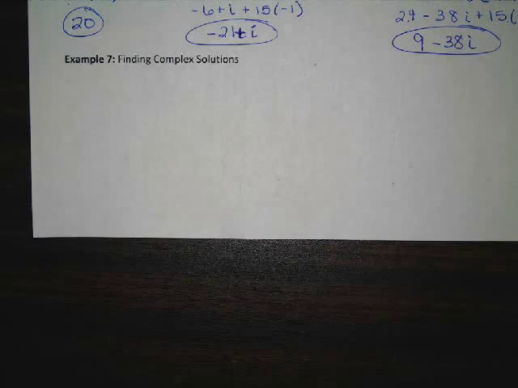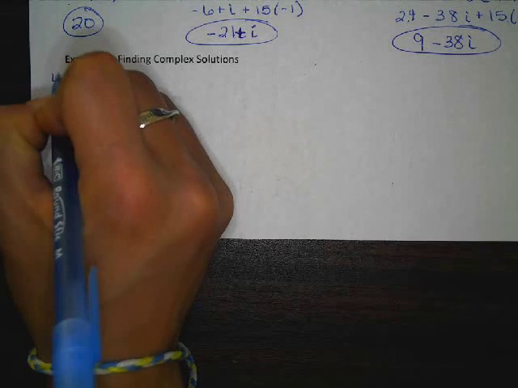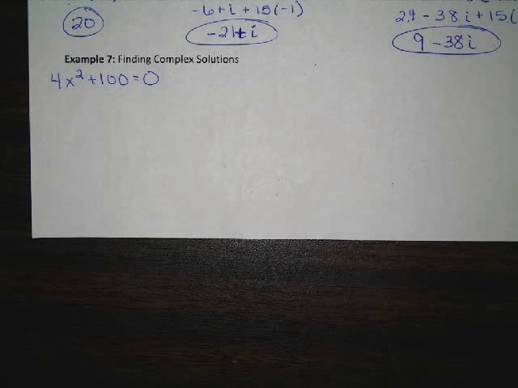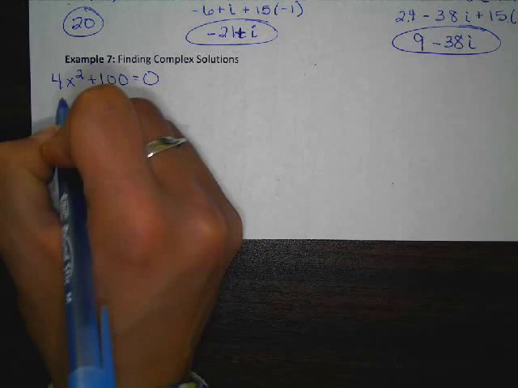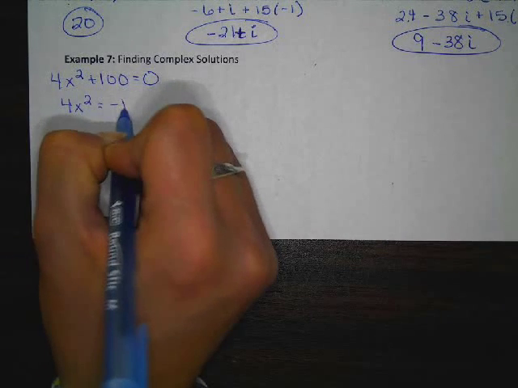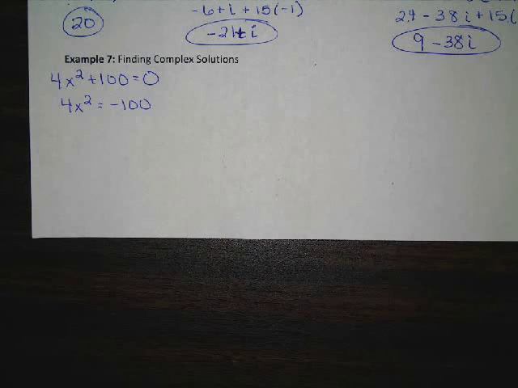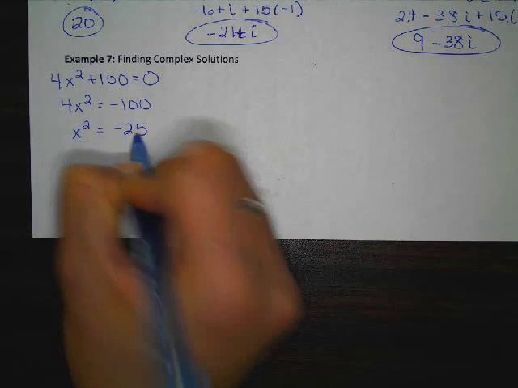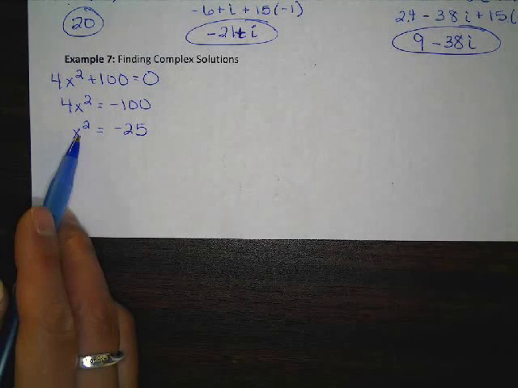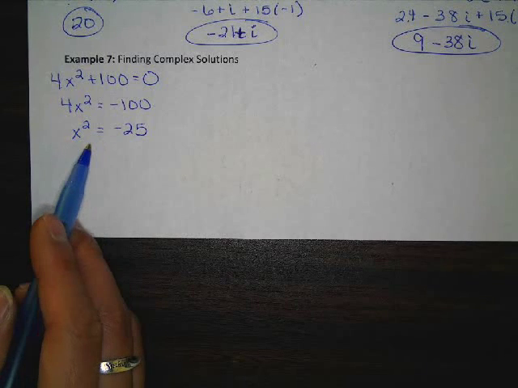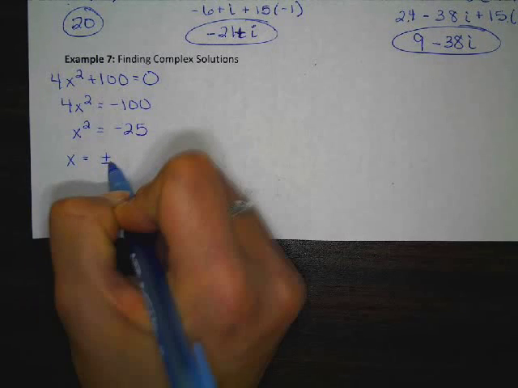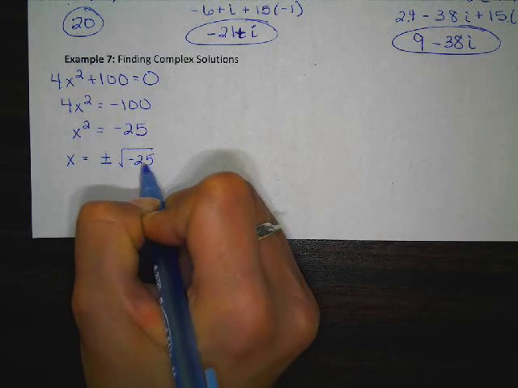Alright, example 7, finding complex solutions. Let's say we have this equation: 4x squared plus 100 equals 0. Well, we're just going to solve like we normally would. We'll subtract the 100 over, which gives us 4x squared equals negative 100. Divide both sides by 4, so I can get negative 25 over here. Well, that's something that's squared, so to undo that, you just square root it. So that gives us x equals plus or minus the square root of negative 25.